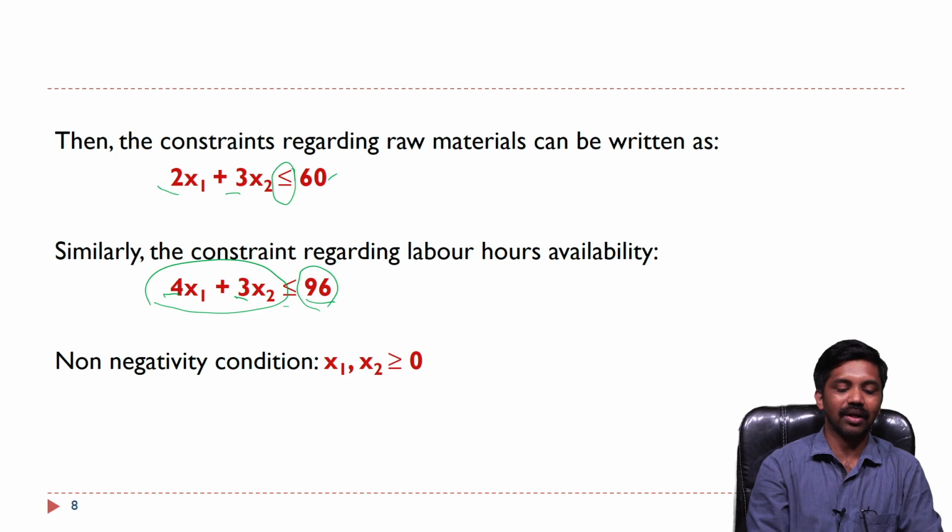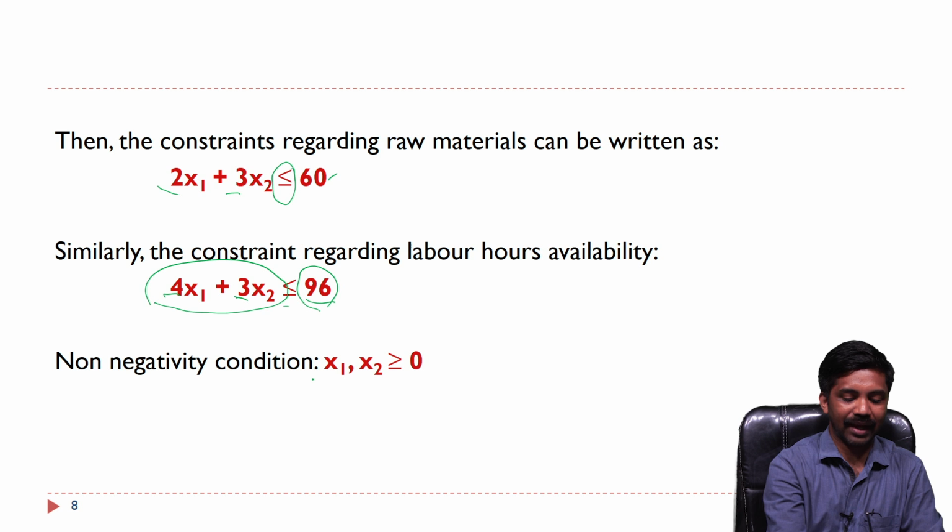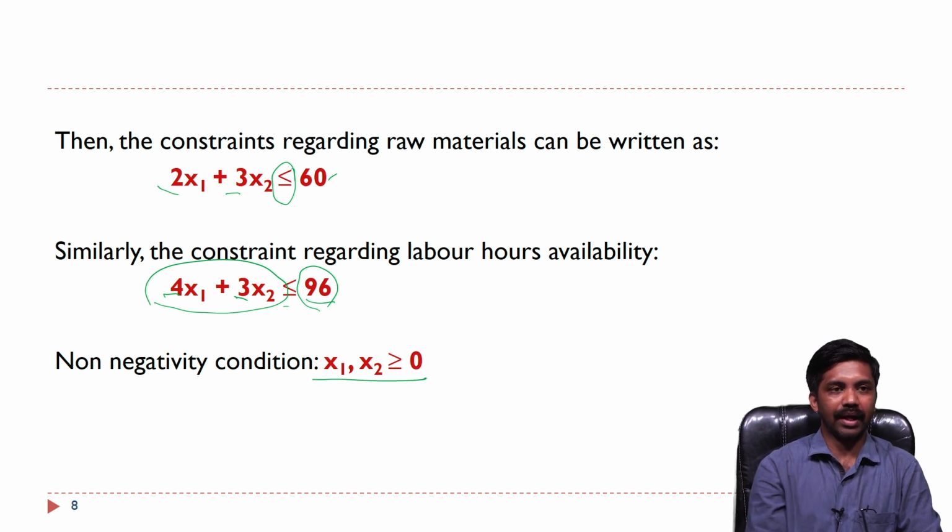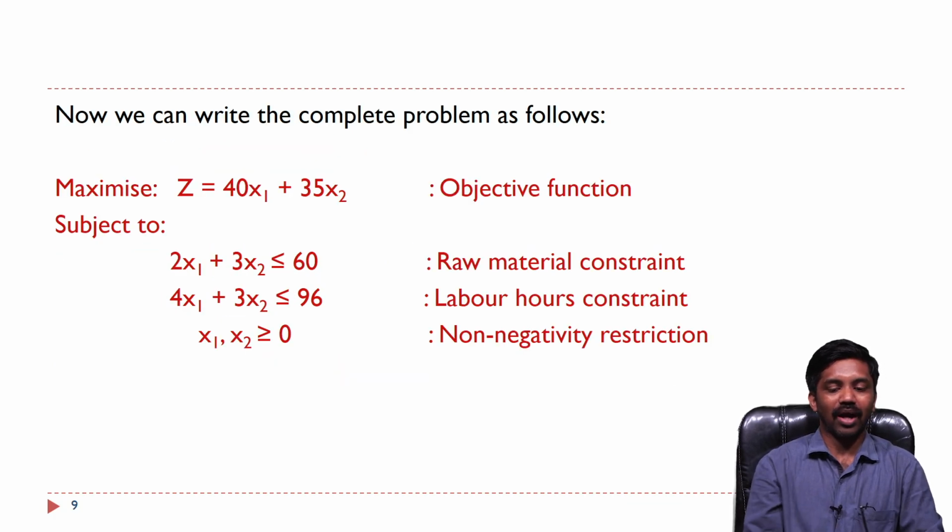Both constraints are constructed, and we know from the assumptions that the decision variables cannot assume any negative values. They can take either 0 or positive values only. So we have to explicitly express this non-negativity restriction in all linear programming problems. Our decision variables are x1 and x2, so their values will be greater than or equal to 0. They can be either 0 or greater than that. This is our non-negativity condition. So we have made all 3 components: the objective function, the constraints and the non-negativity restriction.